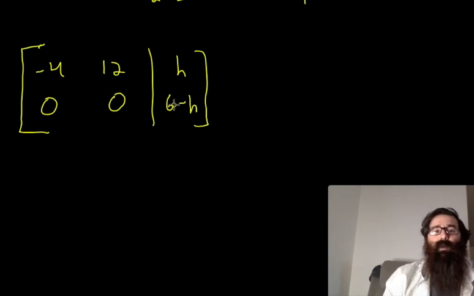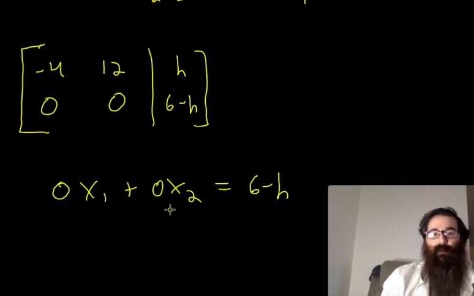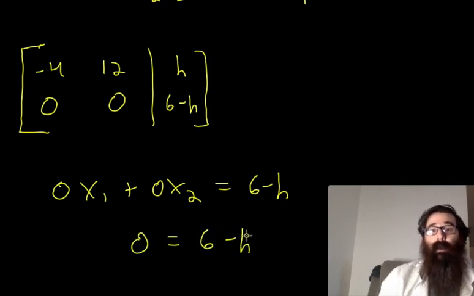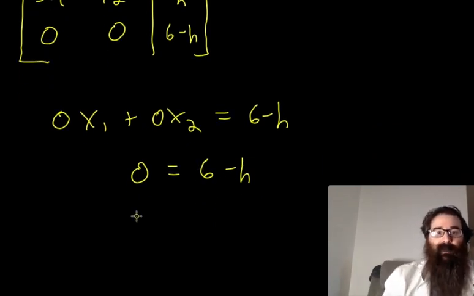But if I focus on what this second equation is telling me, the second row as an equation, I should say, it's saying 0x1 plus 0x2 equals 6 minus h. Well, 0x1 and 0x2 are both just 0, so this is really saying 0 equals 6 minus h. Now, in order for this to be a true statement, there's really only one possibility for h in this case. Right? h would have to be 6.